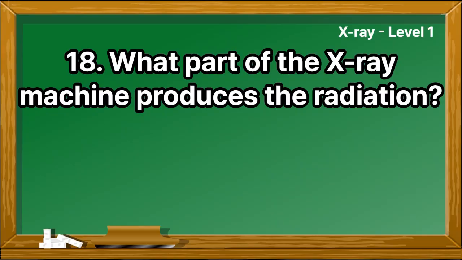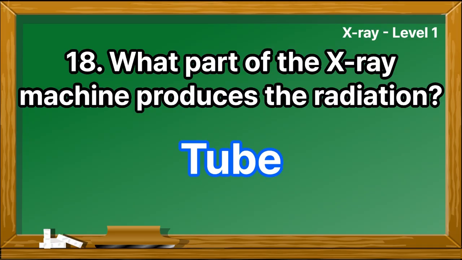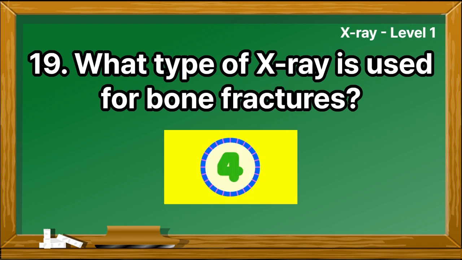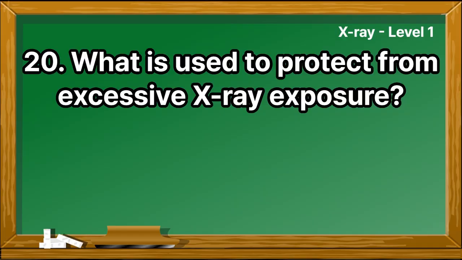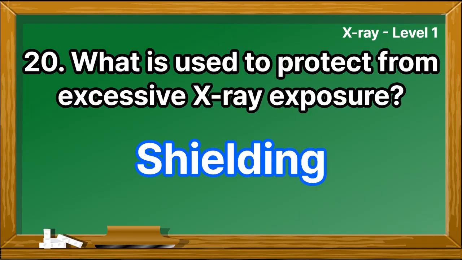What part of the X-ray machine produces the radiation? Tube. What type of X-ray is used for bone fractures? Radiography. What is used to protect from excessive X-ray exposure? Shielding.